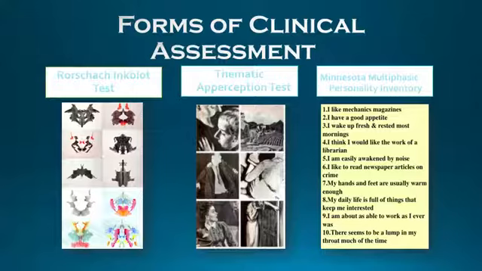Then we have the thematic apperception test, where you have, to be specific, 30 black and white images. In both of these, the patient is asked to reveal what they see. For the thematic apperception test, the person is also asked to reveal how they think this person is feeling, what's going on, what led up to it, things of that nature.